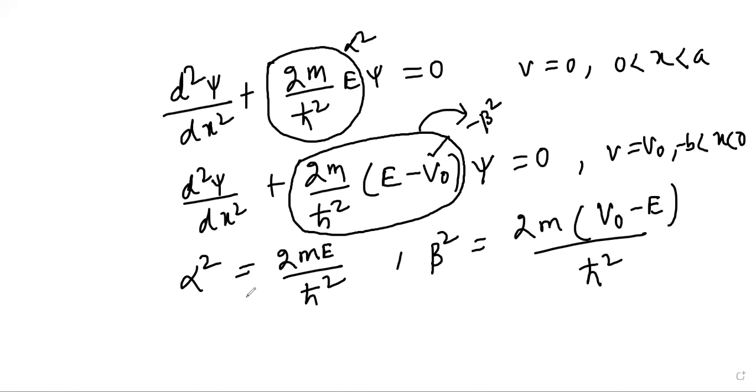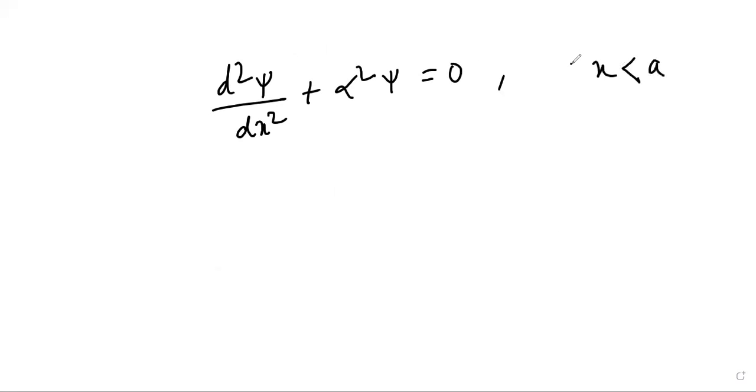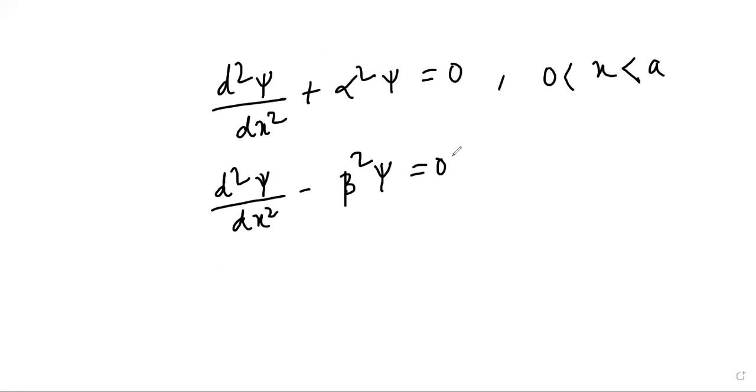So substituting these values of alpha square as 2mE by h bar square and beta square as 2m(V0 minus E) by h bar square, and rewriting the equation, what we can write is d square psi by dx square plus alpha square psi equals 0. This is for x lying between a and 0. The other equation is d square psi by dx square minus beta square psi equal to 0. Here x lies between 0 and minus b.